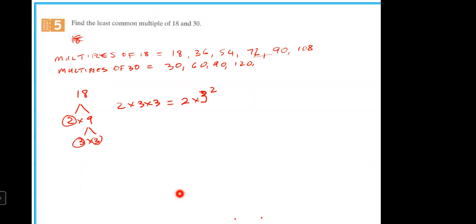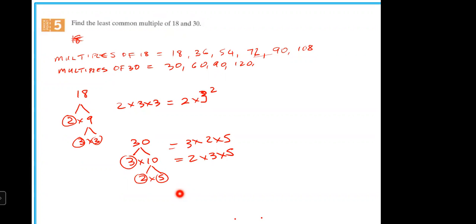Okay. And then the next number we have is 30. Now let's see how we could break down 30. 30 would be equal to 3 times 10. Okay, 3 is prime here. And then 10 would be 2 times 5, and that's prime. So we finish with that. So that's equal to 3 times 2 times 5, which is equal to 2 times 3 times 5, if you put it in order.